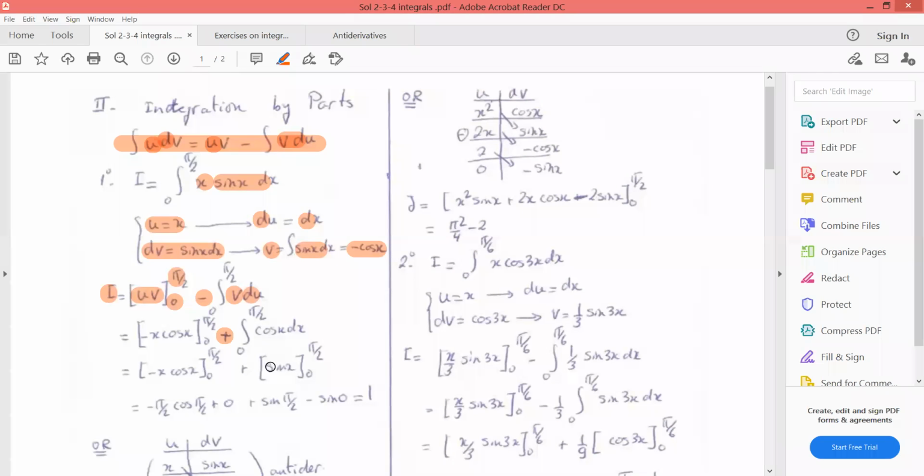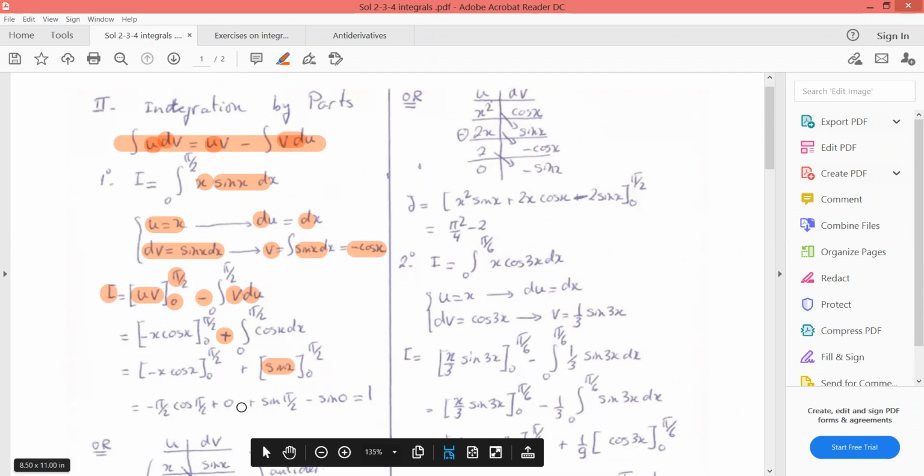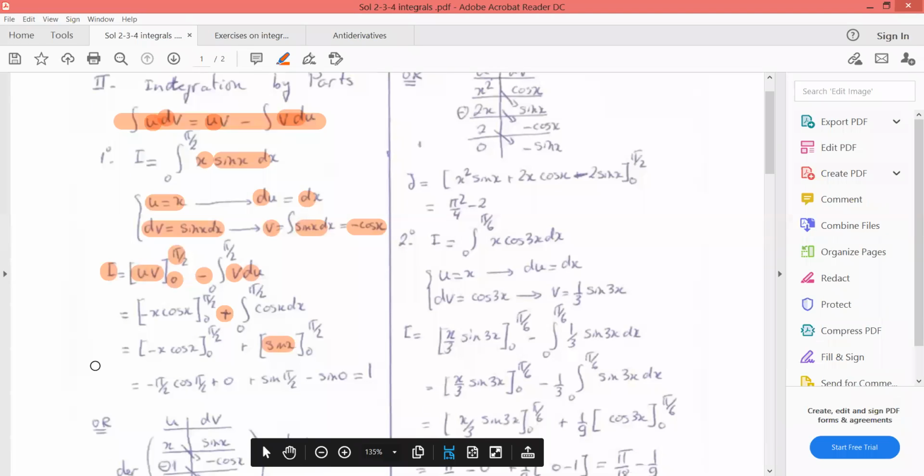Integral of cosine x is sine x. Then whenever I calculate the integral, it is f of b minus f of a. You see minus pi over 2 sine pi over 2 plus 0 plus sine pi over 2 minus sine 0. We get 1. Any questions before continuation?